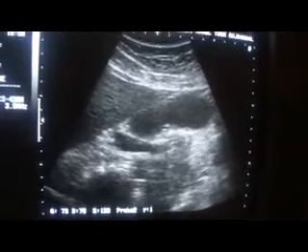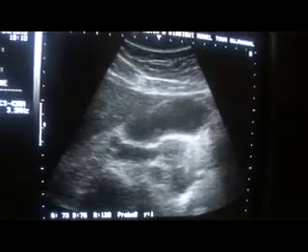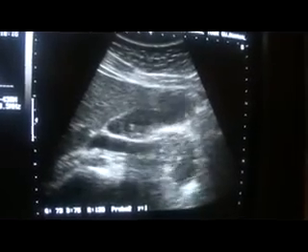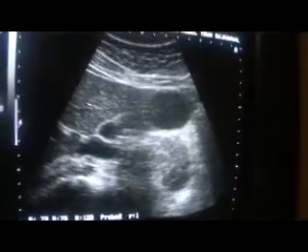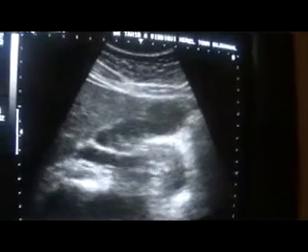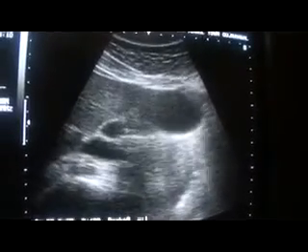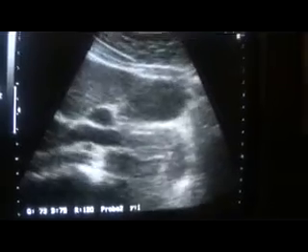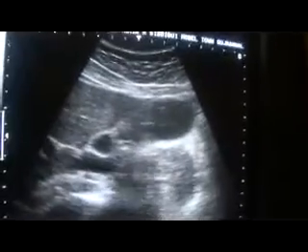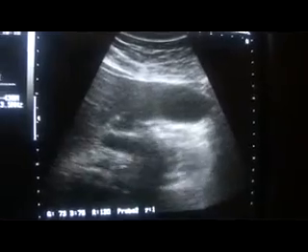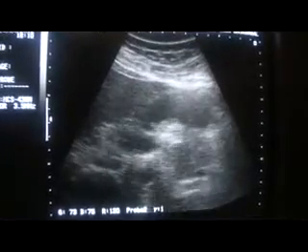in which you are seeing a trail of tiny calculi, these small tiny calculi in the body of the gallbladder. This is the gallbladder. This area is that of the gallbladder. This is the portal vein, the landmark. This is magnification.